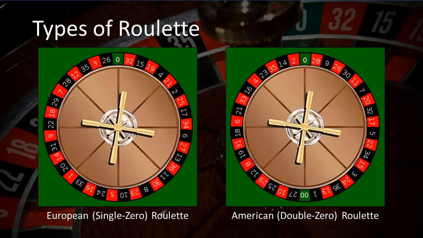Here we see some illustrations of European and American roulette wheels. Note that the European wheel has just 1 zero, while the American wheel has 2 zeros. There is also a so-called sans roulette wheel that contains 3 zeros, but which is not depicted here.